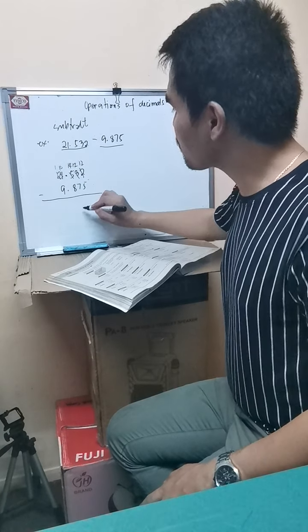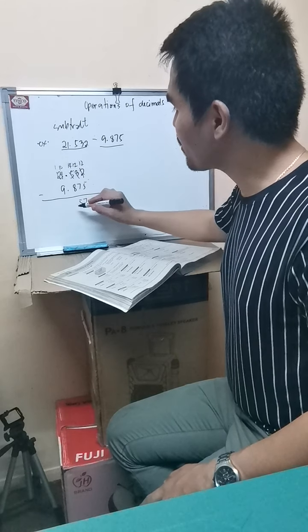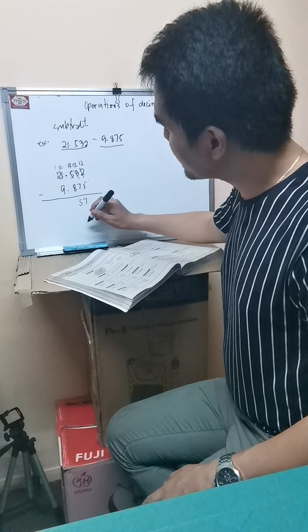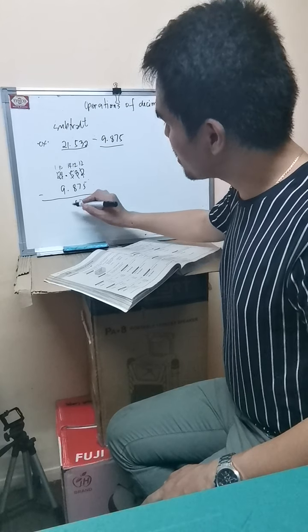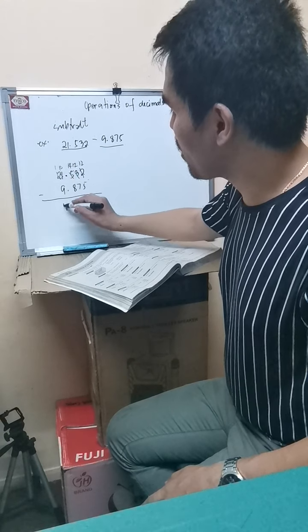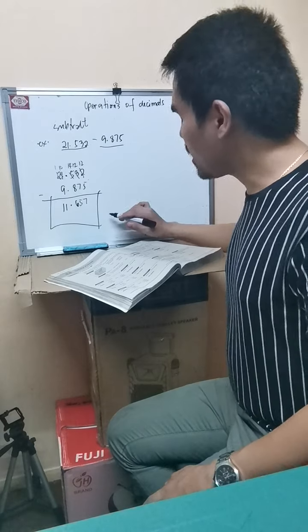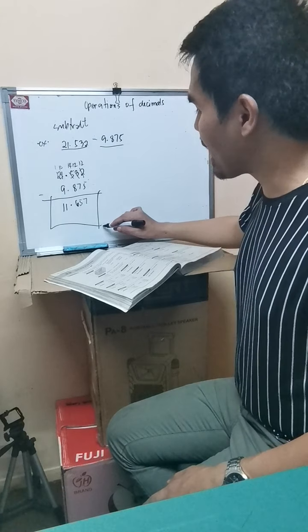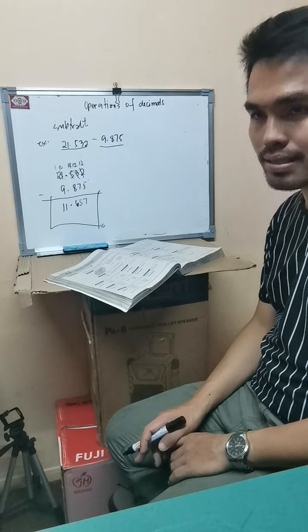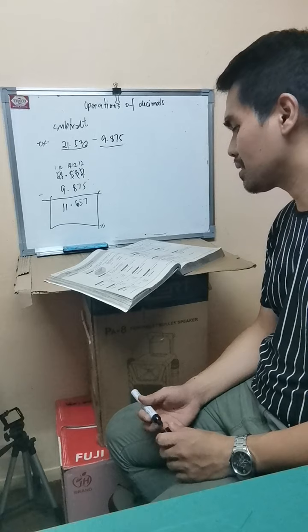Okay, 12 minus 5 is 7. 12 minus 7 is 5. And then 14 minus 8 is 6. Then decimal point. 10 minus 9 is 1. Then 1. So therefore, the difference of the two decimal notations is 11 and 657 thousandths. So, as simple as that.